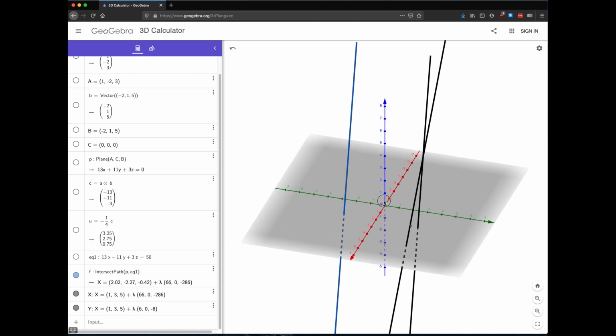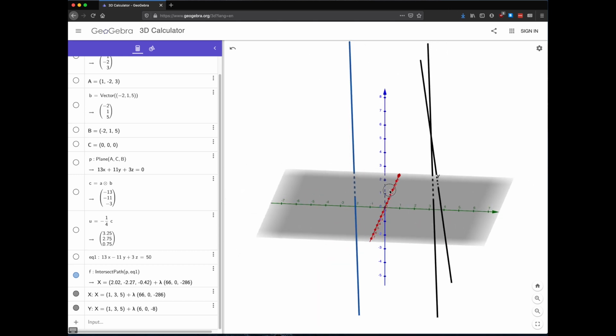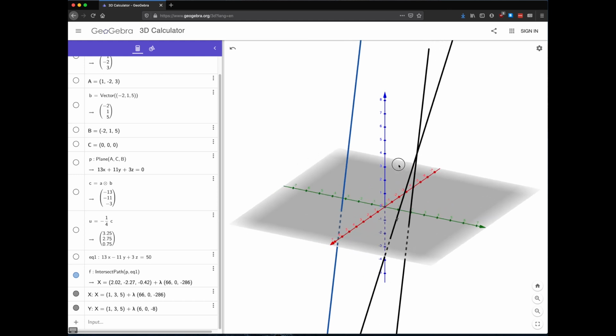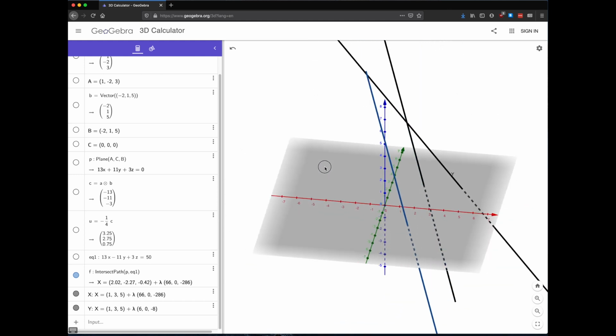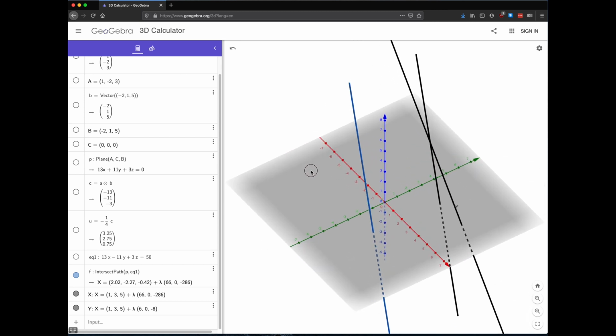and yet these two lines in black will never intersect with the line in blue because they're skew. That's what this looks like. And if you tried to solve the equation, you would not find anything. If you try to solve those symmetric equations or the parametric equations, you would never find anything.